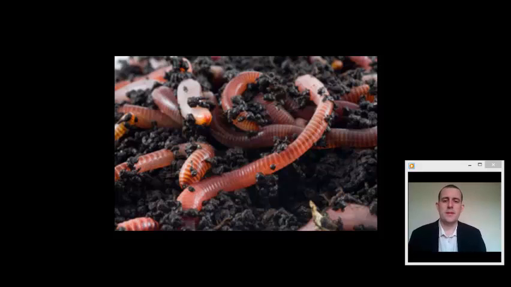And the reason why they're so important is that, although they don't break down organic matter chemically themselves, they ingest matter and break it up into smaller and smaller pieces so that it's easier for bacteria to break it down, and quicker for them to break it down into forms that the plants can use.